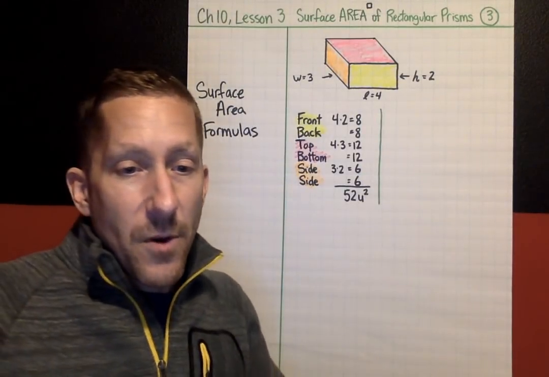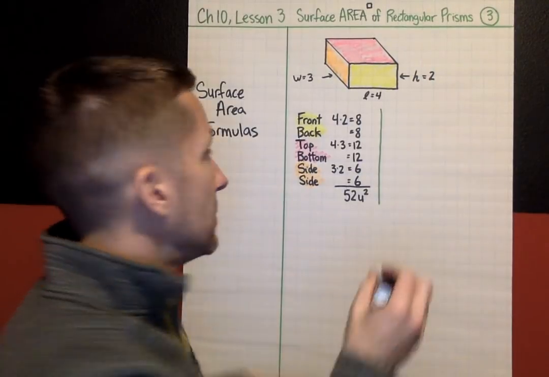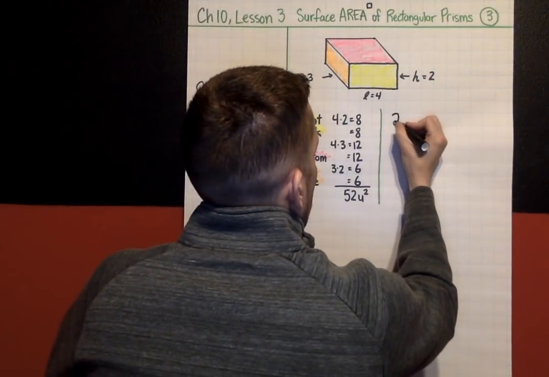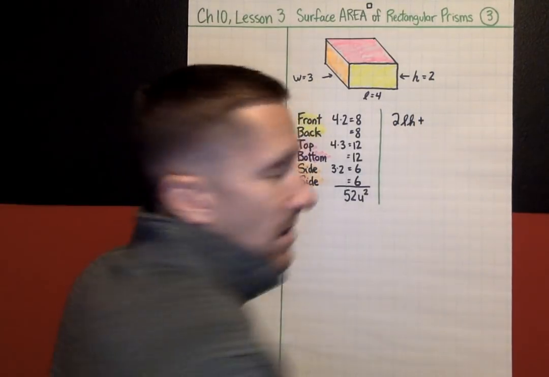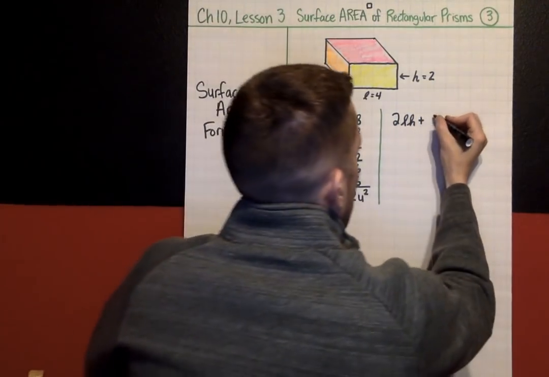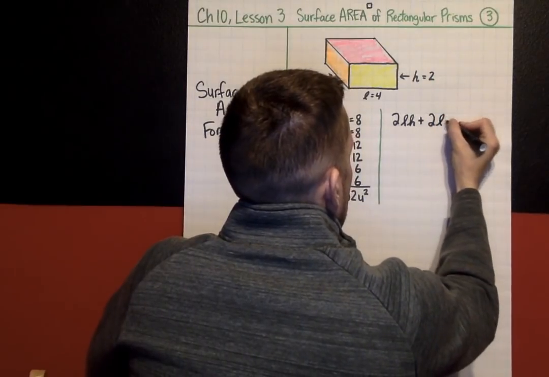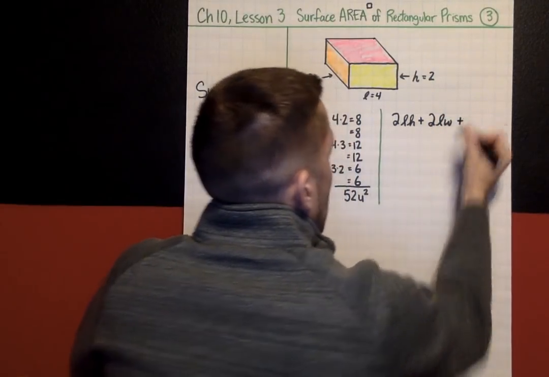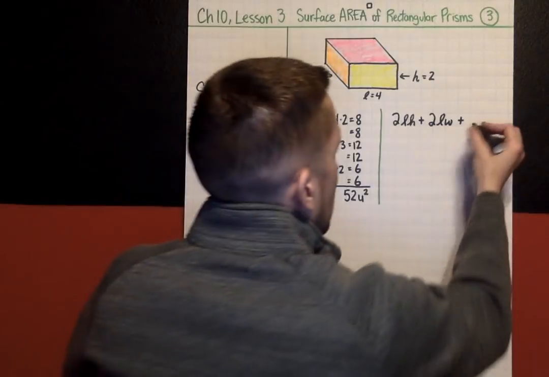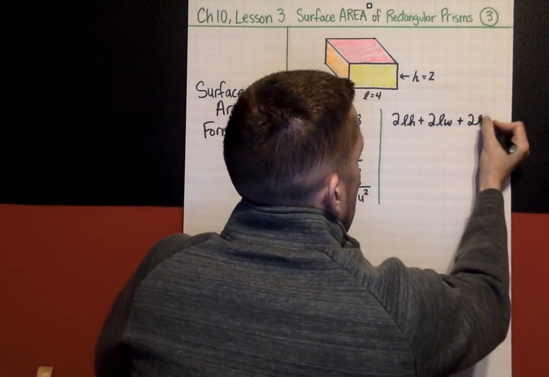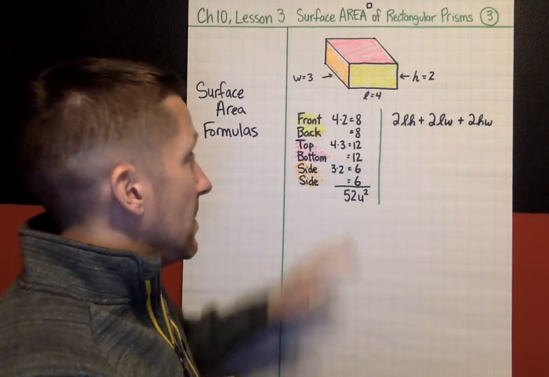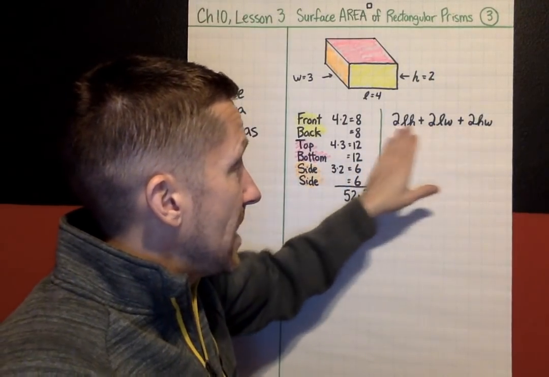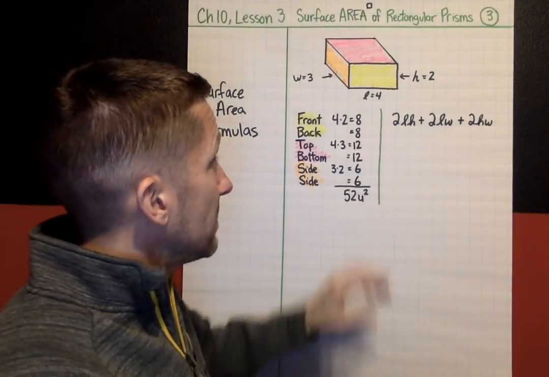Okay, the other formula that you can use looks like this. 2LH plus 2LW plus 2HW. So these are the same, and now let me explain how this is really the same thing as this.